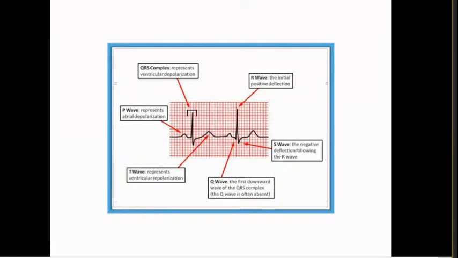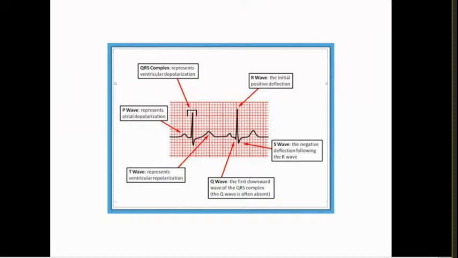Here we have the questions. What is the P wave? What is the R wave? S wave? Q wave? It's a very important thing. Please just listen for one minute. The first one is the P wave. The P wave is the starting wave, and it represents atrial depolarization. It's the most repeatedly asked question. What is the P wave? What is the S wave?